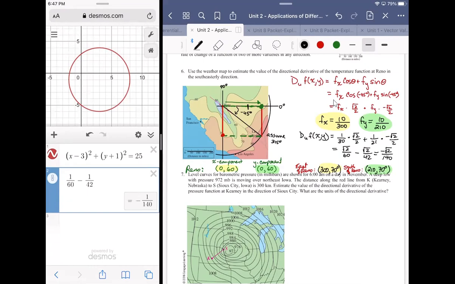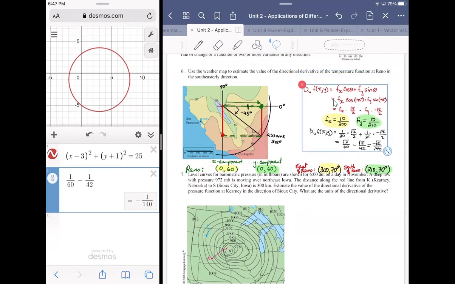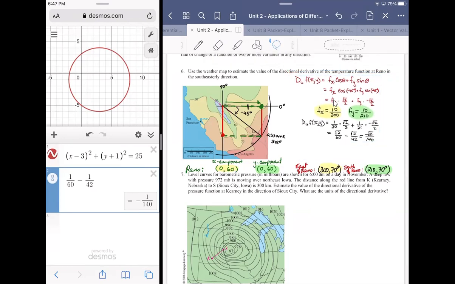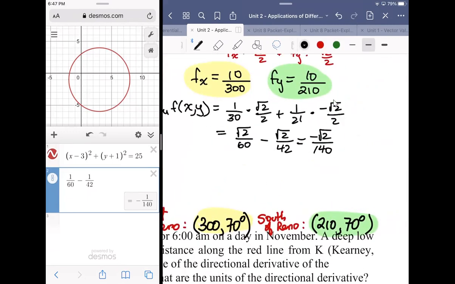All right. So negative radical 2 over 140 would be our directional derivative. Now, the thing that we've got to keep in mind here is that this directional derivative approach, because we didn't come up with a function, has an expiration date. Because the units here, very important, are related to temperature and distance in miles. So this is really saying degrees per mile.